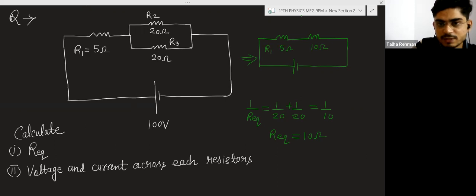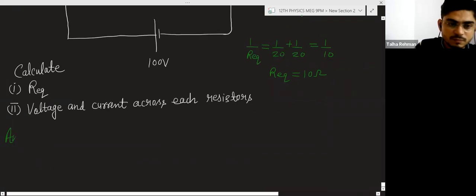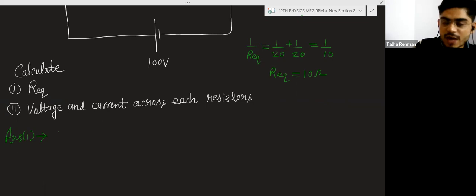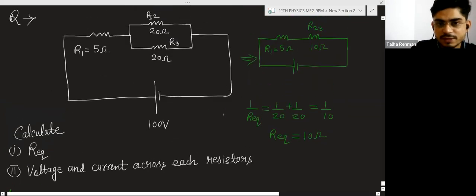So R1 we have this, and now I am supposing this as R23. Now remember this circuit, this circuit is very, very important for you. Now equivalent resistance you can calculate, 10 plus 5. Now this whole combination is series combination. You can calculate this 10 plus 5. So first part is very simple. This is the R equivalent of this.